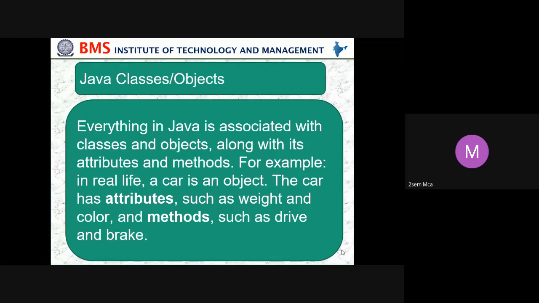For example, in real life, a car is an object. Let us take one more. Car is an object. The car has attributes such as weight and color, and methods such as drive and brake. So how many cars do you know? Guys, you have to say yes. How many cars are there? Only one car? One shape? No, ma'am. How many varieties?